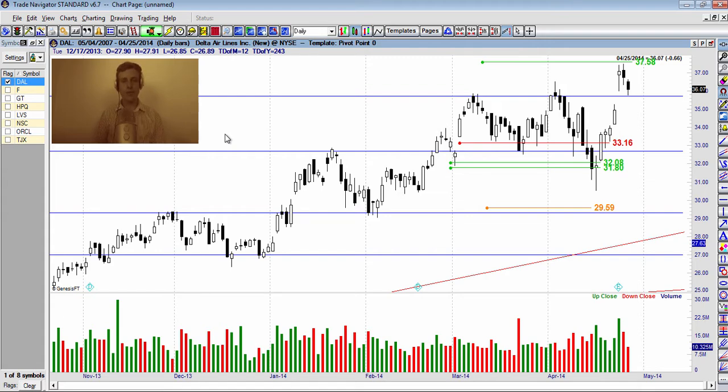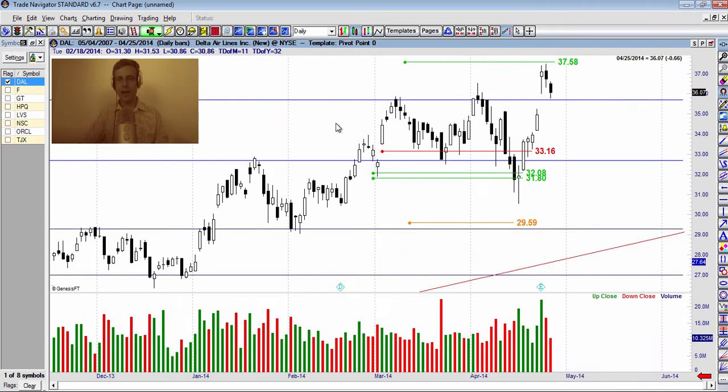To begin with, we'll start with DAL, ticker symbol DAL, that's Delta Airlines, and we'll make our way down the list down to TJX. There's only 8 symbols to get through in this final individual trade analysis, so let's get stuck into it.